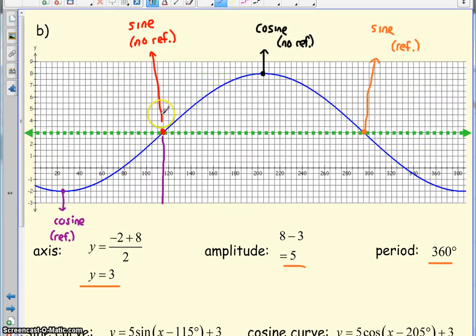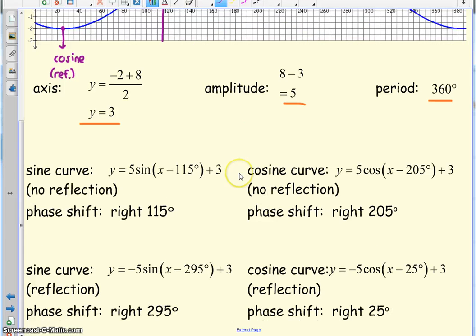Okay? If you want a sine graph that was reflected to be on the axis but then going down from there, like you have over here in orange. So that looks to be at 295 degrees. So again, phase shift is right 295, and you change your equation accordingly. And again, because it's been reflected, please make sure that you have the a value being negative.